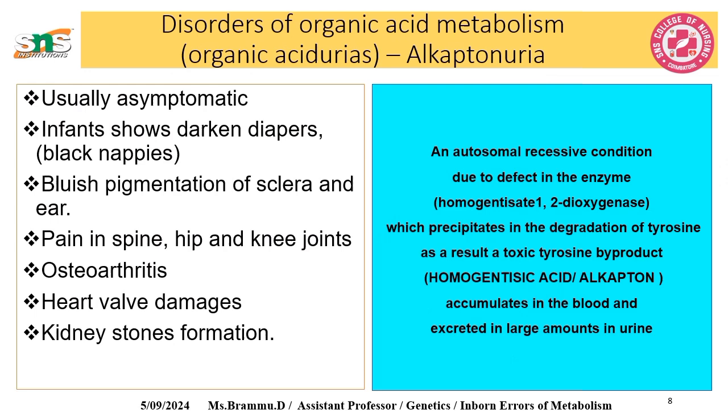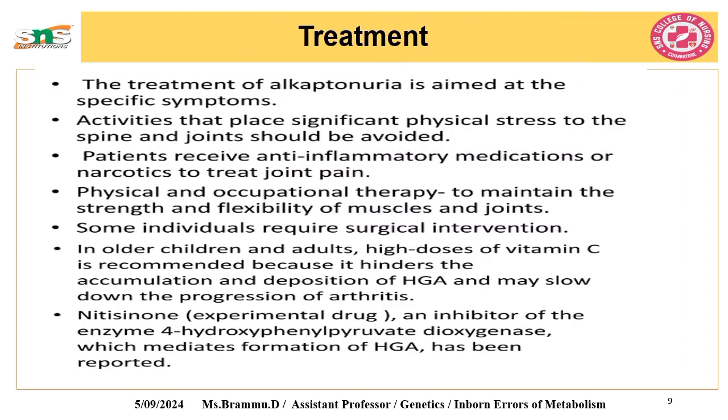The next disorder is an organic acid metabolism disorder, which we call alkaptonuria, an autosomal recessive disorder due to a defect of the enzyme homogentisate 1,2-dioxygenase, which is involved in the degradation of tyrosine. As a result, a toxic byproduct accumulates in the blood and is excreted in large amounts in urine. Mostly the skin, heart, kidneys as well as the bones are involved. The babies' nappies are always blackish in color, which shows that they are developing that particular disease.